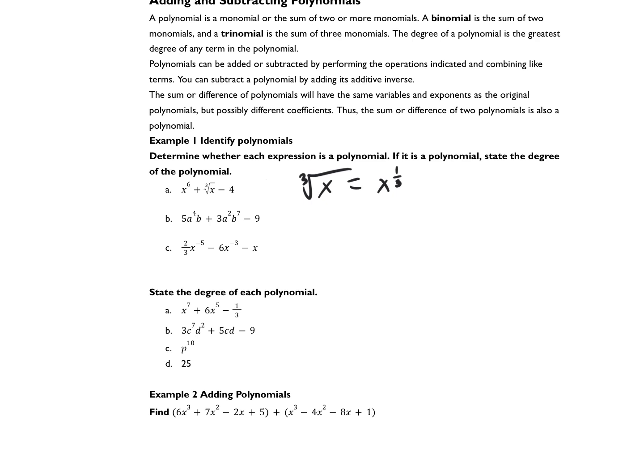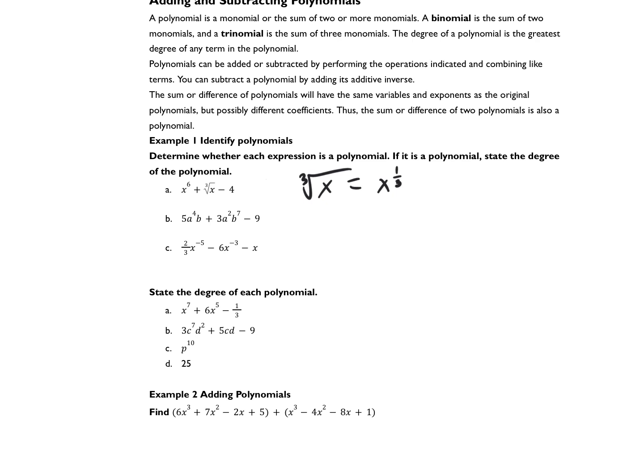B, if you look at B, you have 5a to the 4th b plus 3a squared b to the 7th minus 9. Well, that is a polynomial. There's no powers that are outlawed, so that is a polynomial. It's a polynomial with two variables.